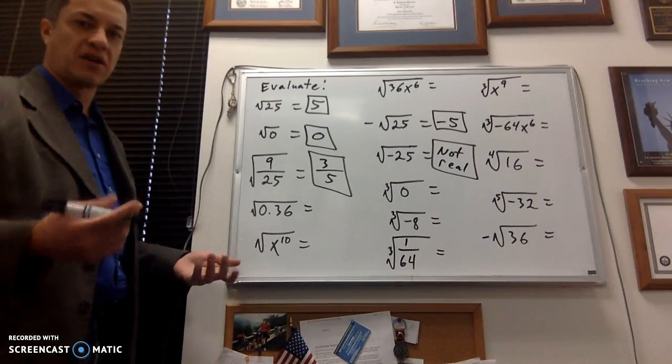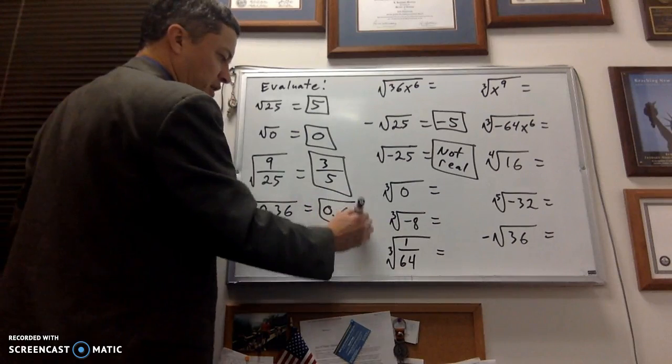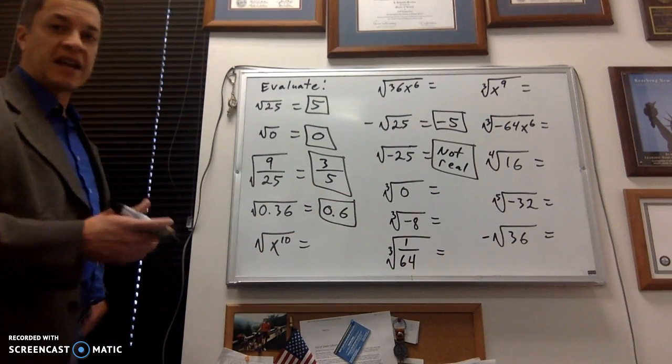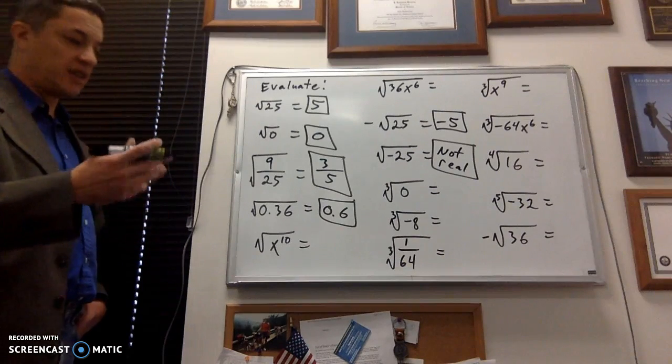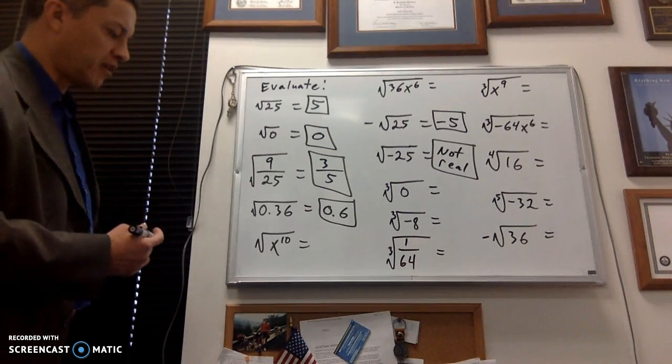The square root of 0.36. Granted, if you have a calculator, that'll work for you just fine. If you don't have a calculator, you can take 0.6 times 0.6 and multiply that out, and then move the decimal accordingly, but you're going to find out that it's going to be the 0.36 there. Let's look at variables here.